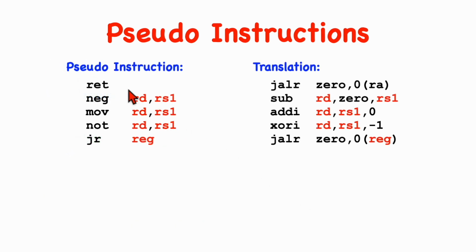So let's look at several simple pseudo instructions. We just looked at the return instruction, which is translated into a jump and link register instruction. There's a negate instruction, which negates the value in a source register and puts it into a destination register. And that is just translated into a subtract instruction. So we subtract the value from 0, and that negates it, and we'll move that into the destination. We've also got a register to register move instruction. So that moves the value in RS1 into the destination register. And that's just an add immediate. We add nothing to the source and put it into the destination.